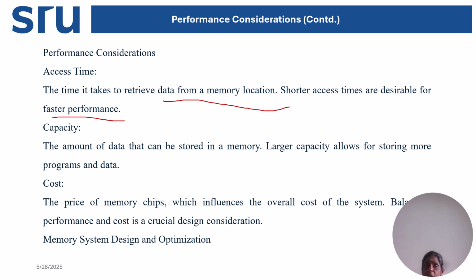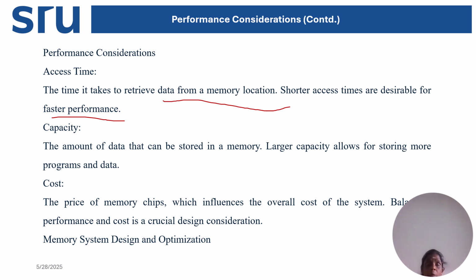Next one, capacity. The amount of data that can be stored in the memory. Larger capacity allows storing more programs and data. If the size of the memory is large, then automatically we can store the data in bulk, and also the instruction code and program. Next one, cost. The price of the memory chip, which influences the overall cost of the system. So what is the manufacturing cost and how far it is influencing the speed and capacity.